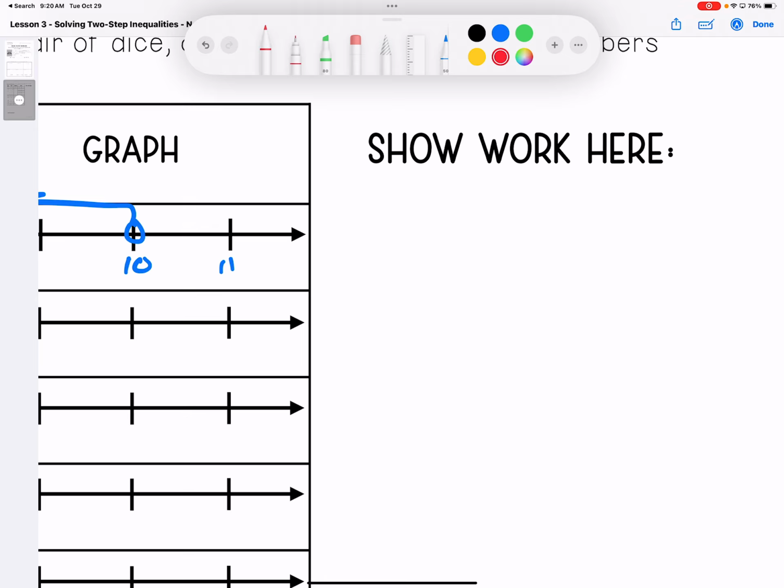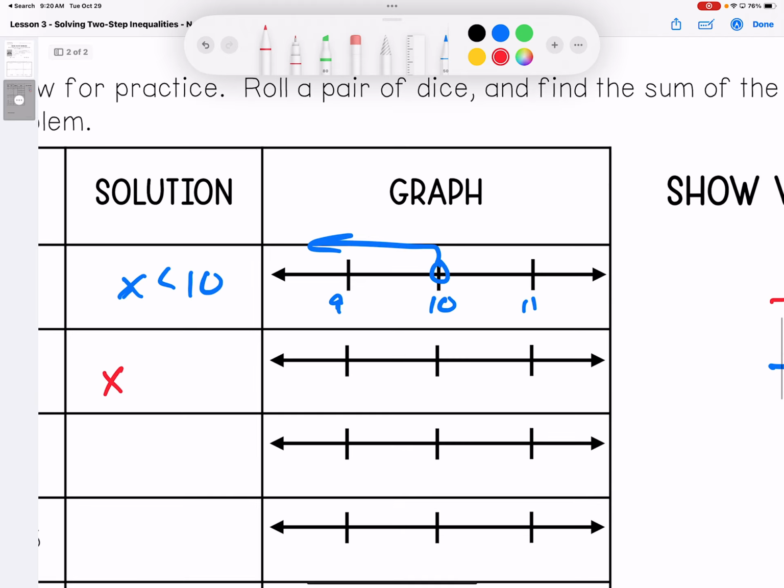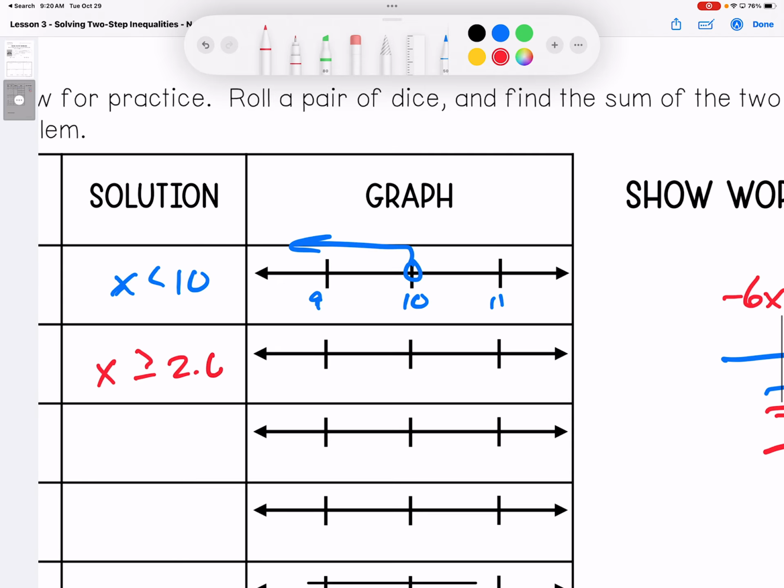Next one. Negative 6x plus 9 is less than or equal to 25. Here, I'm going to subtract 9 from both sides. I'm going to be left with negative 6x is less than or equal to 16. Why did I not flip the sign? Because I just subtracted. It's only when you multiply or divide by a negative. And then I'm going to divide by negative 6. x is, flip the sign, greater than or equal to, I think it's negative 2.6 repeating. So I'm going to come over here and go x is greater than or equal to negative 2.6 that repeats.